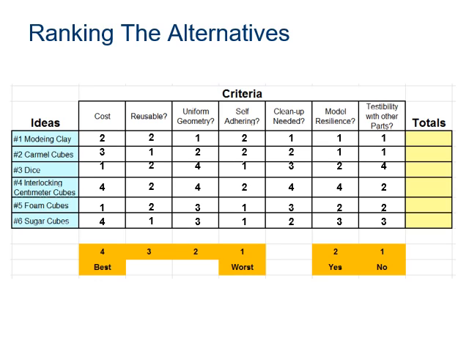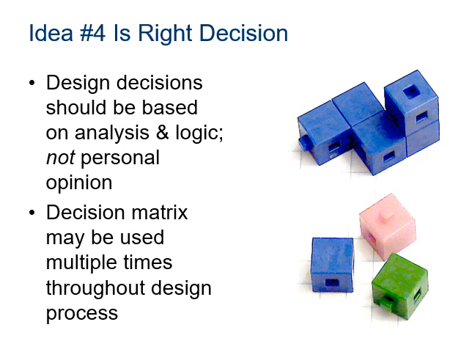Now, once we've scored all of these, then we total them up. Okay, these totals should give us an idea as to what the best option is. So ideally, the best option would be the one with the highest number. In this case, interlocking centimeter cubes, number 4, has a score of 22. The poorest option is modeling clay, which gets the lowest score of 10. So based on this, idea 4 is the right decision.